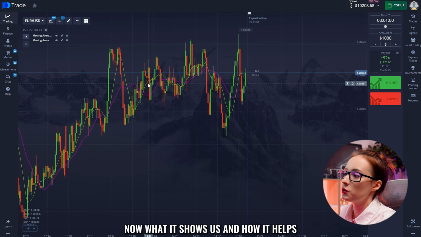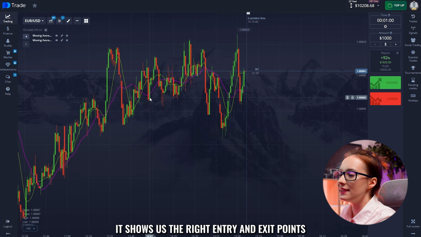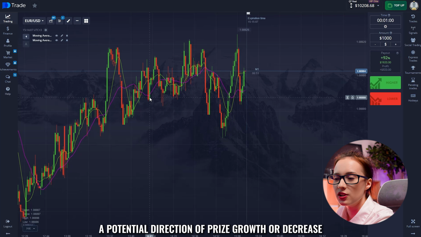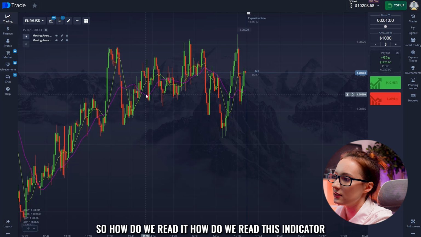Now, what does it show us and how does it help us? Well, first of all, it shows us the right entry and exit points for our trades. And it shows, of course, a potential direction of price growth or decrease. So how do we read it? How do we read these indicators?